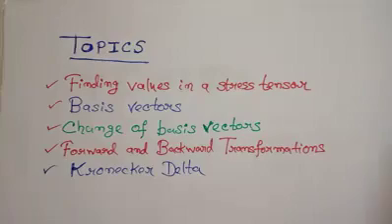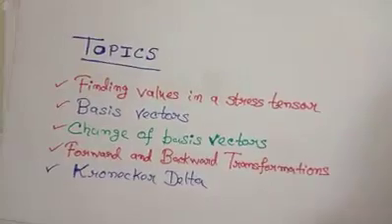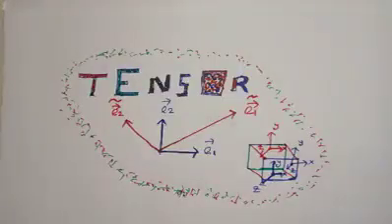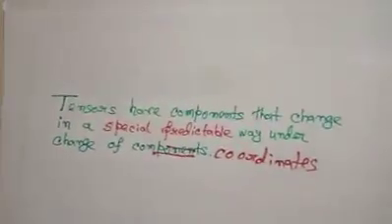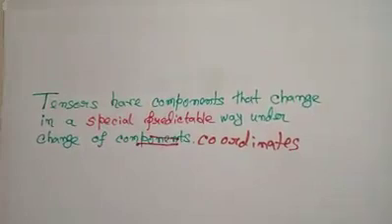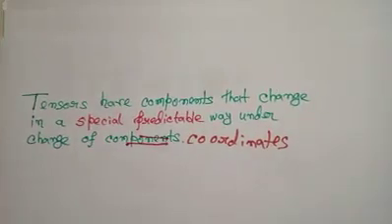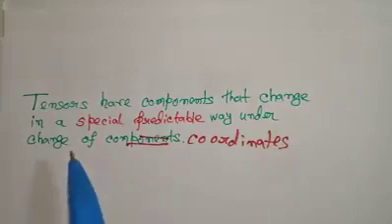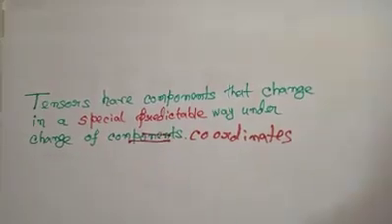Just to remind you of another important part: tensors have components that change in a special, predictable way under the change of coordinates. This is yet another important part, so I am showing it again. Tensors have components that change in a special predictable way under the change of coordinates. So this is quite important.